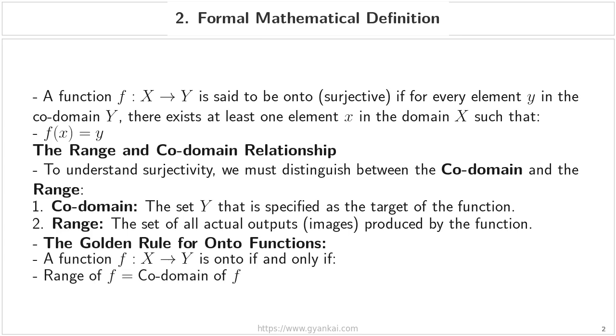This leads us to what I call the golden rule for onto functions. A function f from X to Y is onto if, and only if, the range of f is exactly equal to the codomain of f. If the range is smaller than the codomain, it means some elements were left out, and the function is not onto. In the next slide, I will use a real-world analogy involving students and chairs to help you visualize this relationship more clearly.